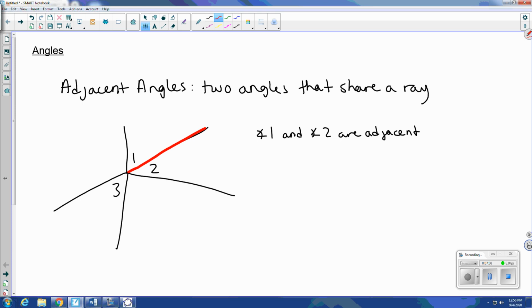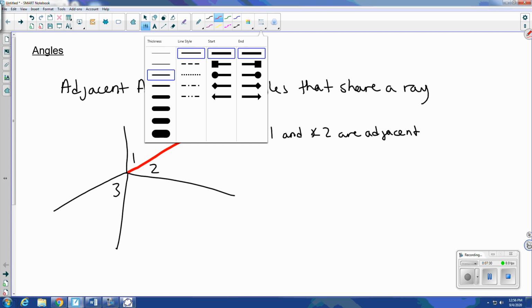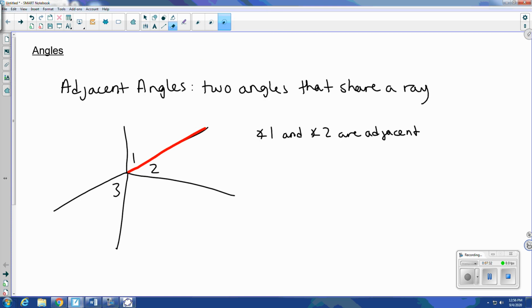However, angles 1 and 3 are not adjacent because they do not have any rays in common. So that is the only condition that you need to look for if I ask you to identify adjacent angles. Do two angles share a ray? Now, a special case of adjacent angles will be when those two angles happen to form a line with their non-shared sides. So what do I mean by that?